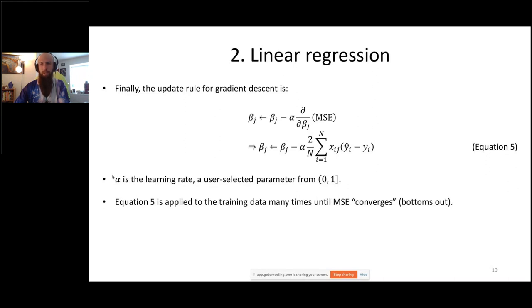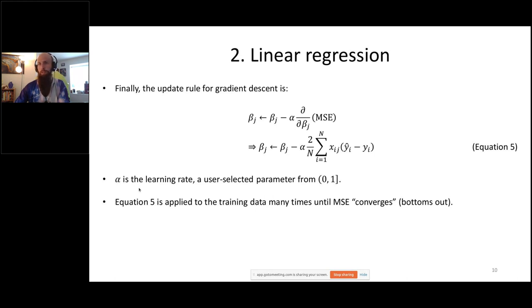So I usually start with 10 to the minus 3 or 10 to the minus 4 or even 10 to the minus 6. But this is something that if you're doing linear regression and you really want to find the best model, you want to experiment with alpha. So try 10 different values, 20 different values, 100 different values to figure out which one works best.